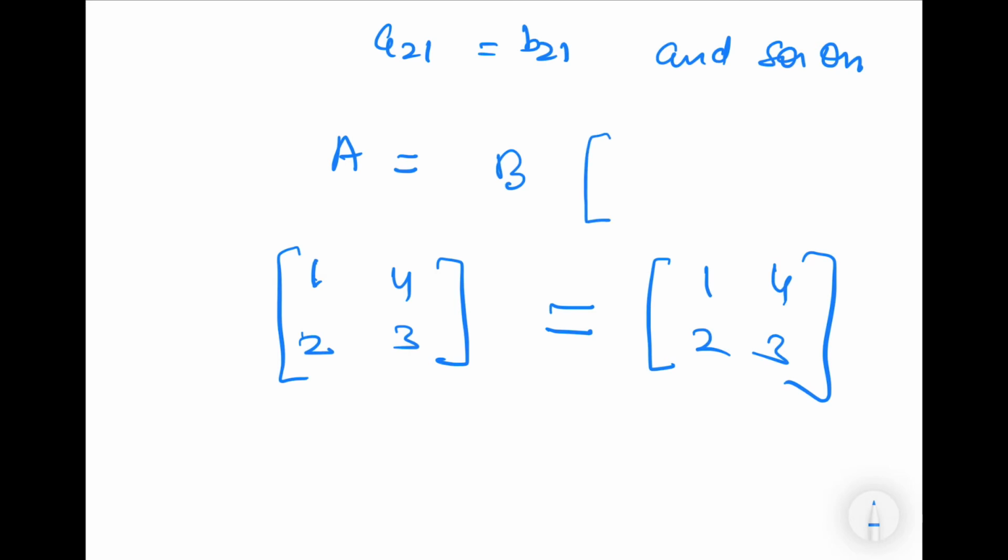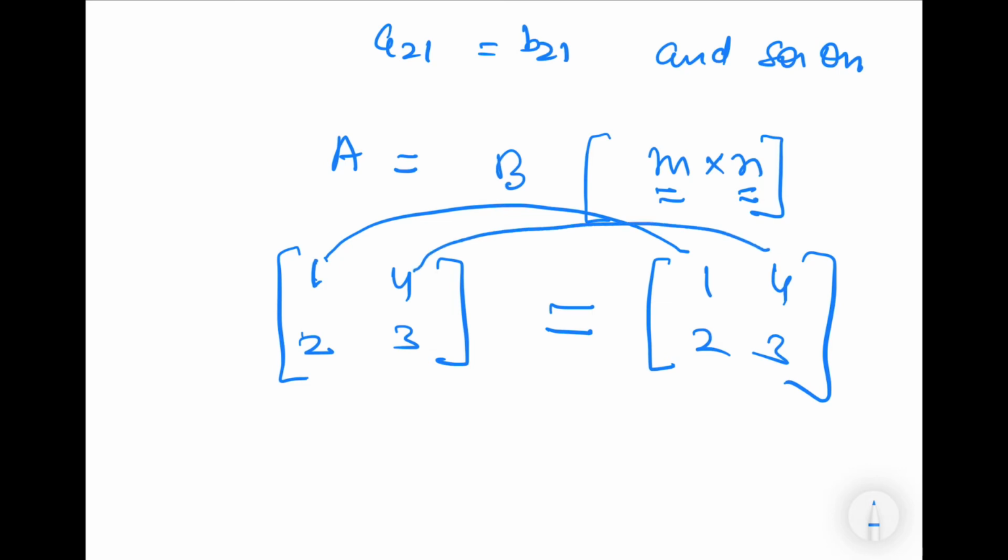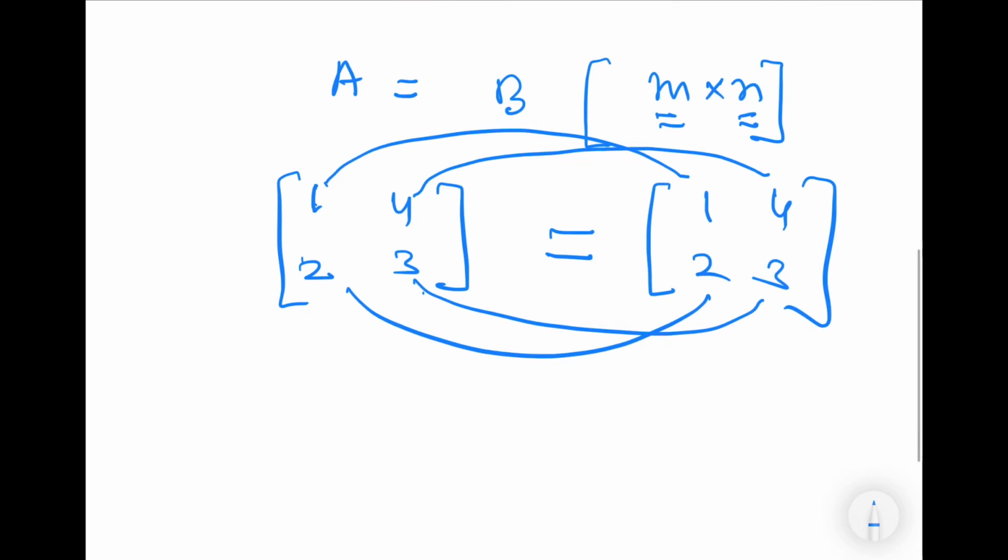Their order must be the same. M by n must be the same for both the matrices. Number of rows and number of columns should be the same, and every element should be equal to the corresponding element. 1 is equal to 1, 4 is equal to 4, 2 is equal to 2, and 3 is equal to 3. These two matrices are said to be equal.